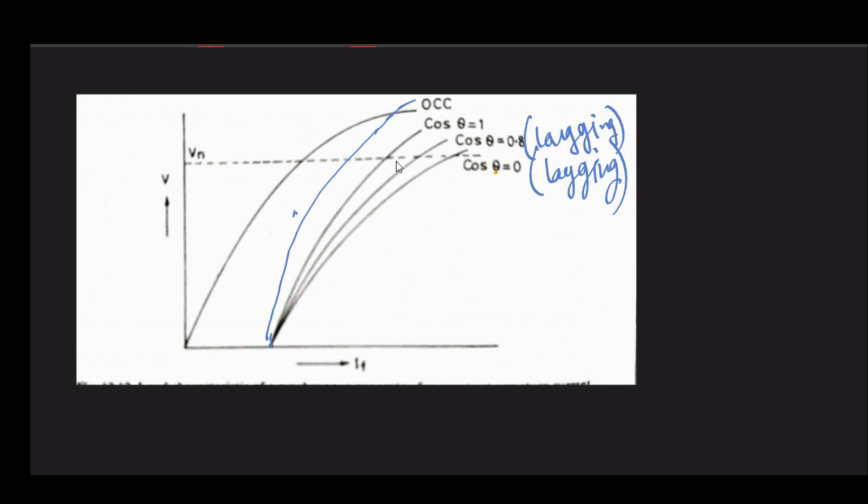Well, they may not be so. Once they enter the saturation region, their growth will also be stunted, but they will always have a curve like this. This is, say, cos theta, while this may be cos theta to 0 leading. So this is all about our load characteristics.